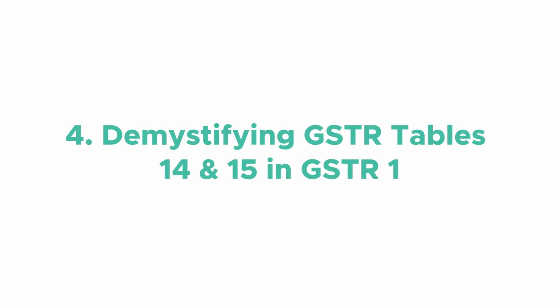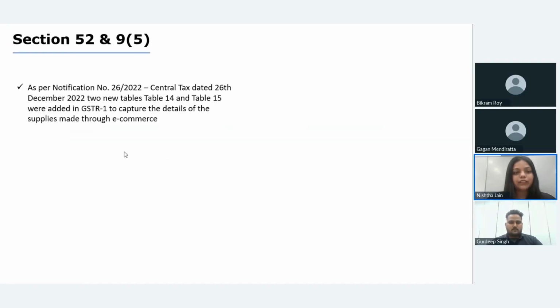So, hello everyone. As Gurdeep already explained about us, EaseMyGST, let's start with today's agenda, which is the table number 14 and 15 update on EaseMyGST. For understanding tables 14 and 15, we really need to understand two sections, section 52 and section 95. I will try to cover all aspects of sections 52 and 95 so that we can understand tables 14 and 15 in a better way.